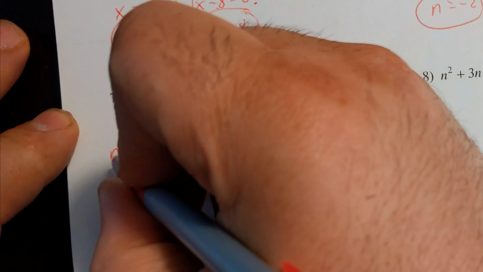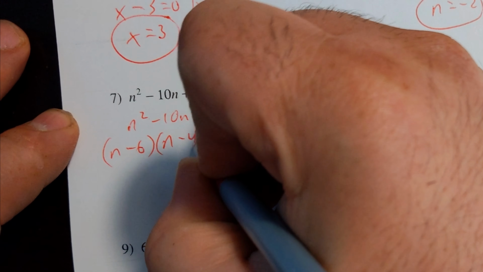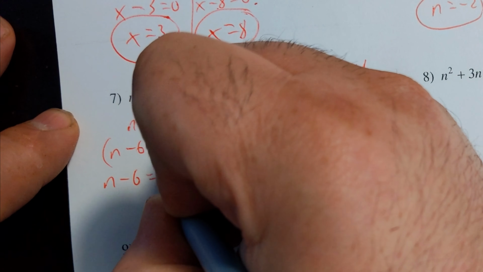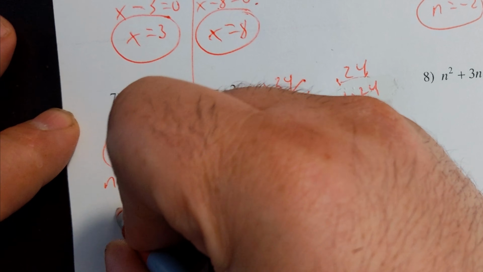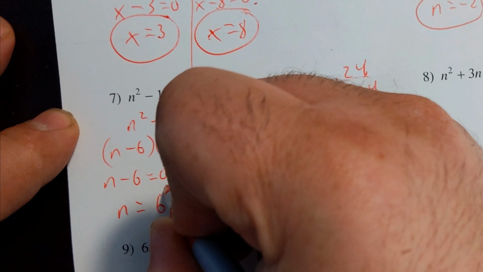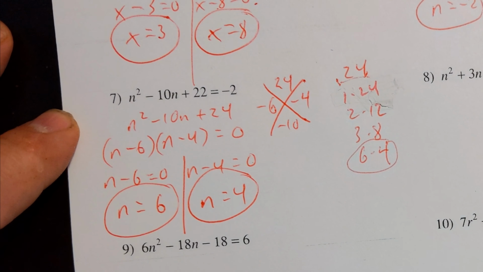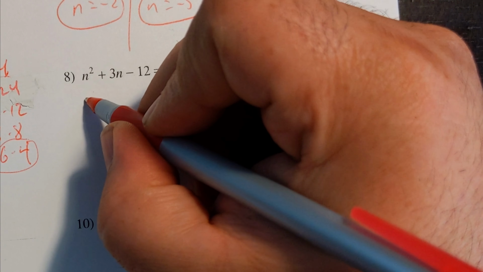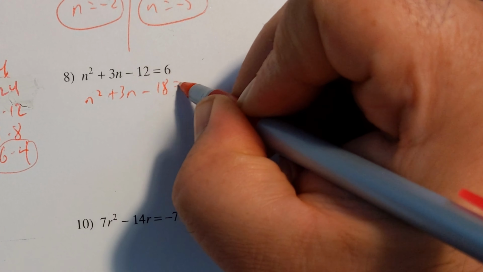So I have n minus 6, n minus 4, make each one equal to 0. Solve them separate. On the left side, n is 6. On the right side, n is 4. I need to move this 6 to the left. I'm going to subtract 6 from both sides. I'm going to get n squared plus 3n minus 18 equal to 0.